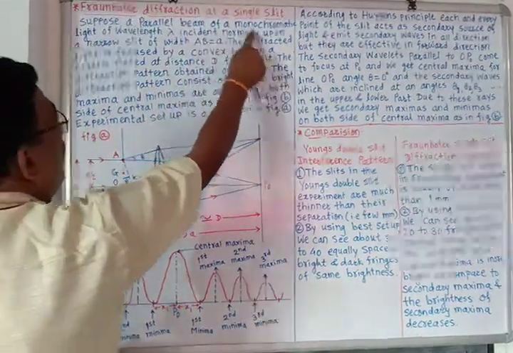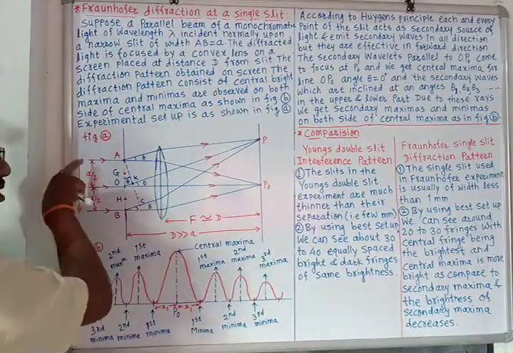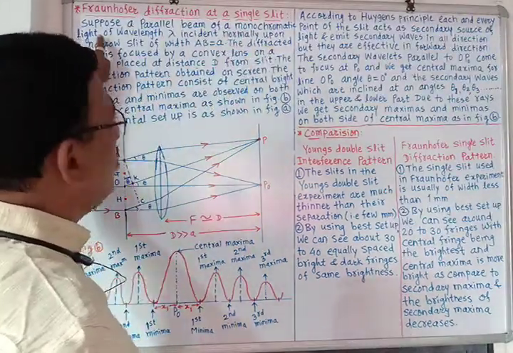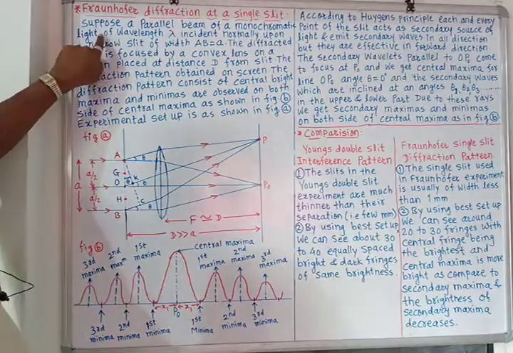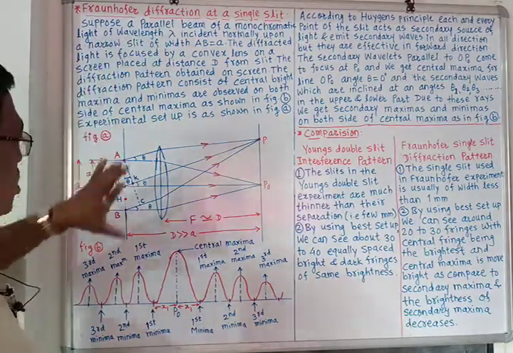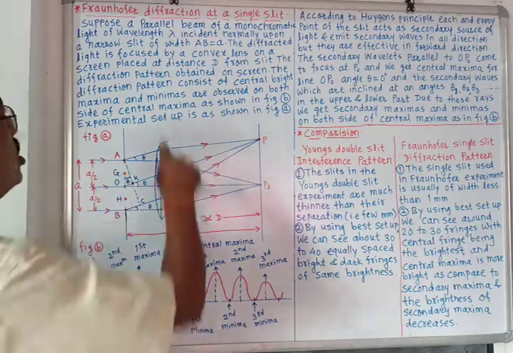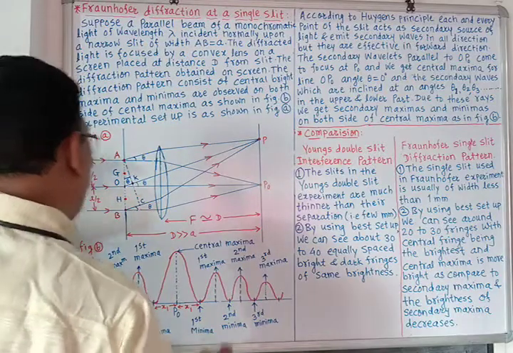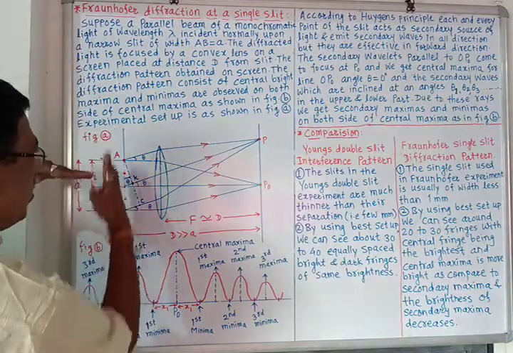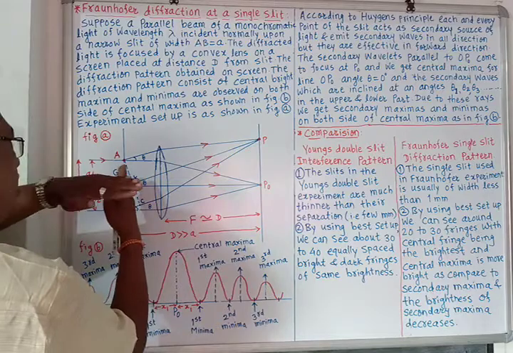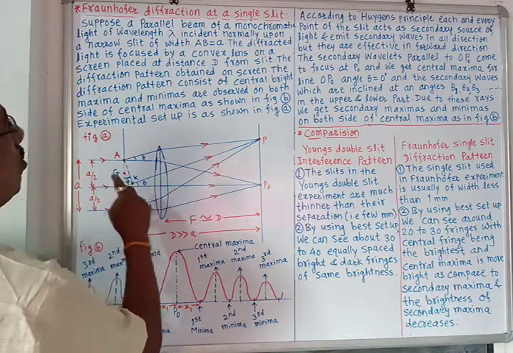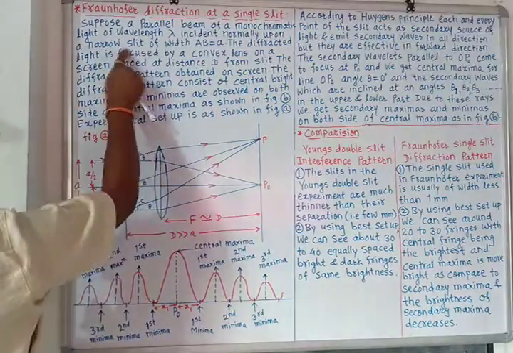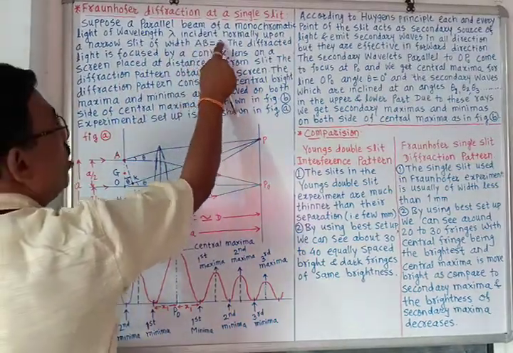This is a parallel beam of monochromatic light. Monochromatic light means light of a single wavelength, lambda. Incident normally means perpendicular to the slit. This one is the slit, and rays are entering through this slit perpendicularly. They are incident upon a narrow slit of width AB equal to A.